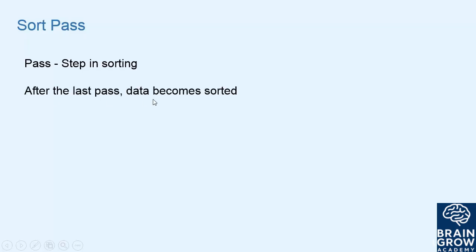We'll study different sorting algorithms, and in all algorithms, we'll have multiple passes. We can think of a pass as a step in sorting, and after each pass, the data becomes more and more sorted, and after the last pass, the data becomes totally sorted. And depending upon the algorithm, there can be many comparisons and exchanges that have to be performed in a pass.